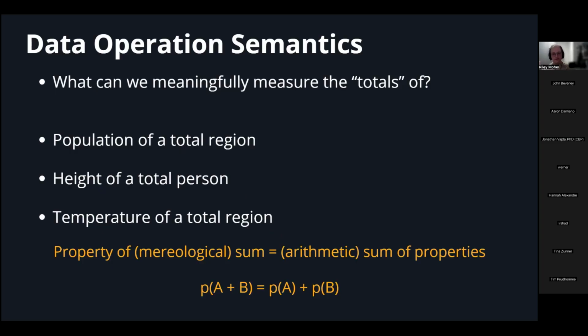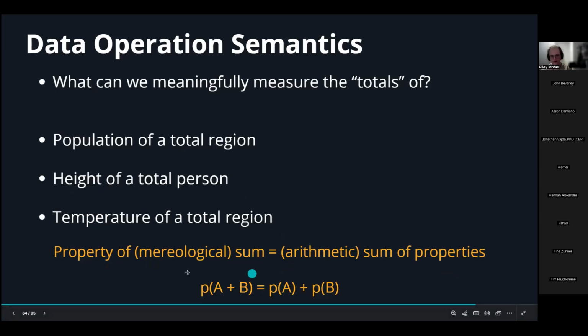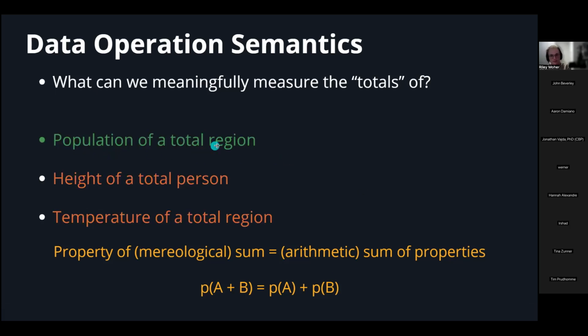So if we want to have this kind of property, or this result that holds, to say that the property of their mereological sum is equivalent to the arithmetic sum of properties. In simpler terms, saying that the property of A and B combined together is equal to the property of A plus the property of B. So for our first result here, that seems to hold up fine. If we take the total population of two neighboring cities, it's the same as adding together each of their populations. That's the population of the total region.